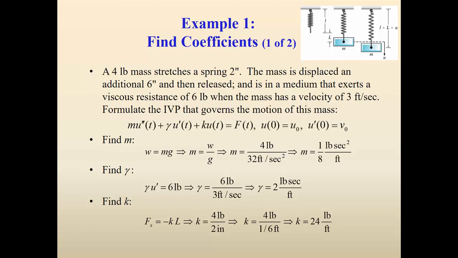initial velocity, and is in a medium that exerts a viscous resistance of 6 pounds when the mass has a velocity of 3 feet per second. I want to formulate an initial value problem that governs the motion of the mass.